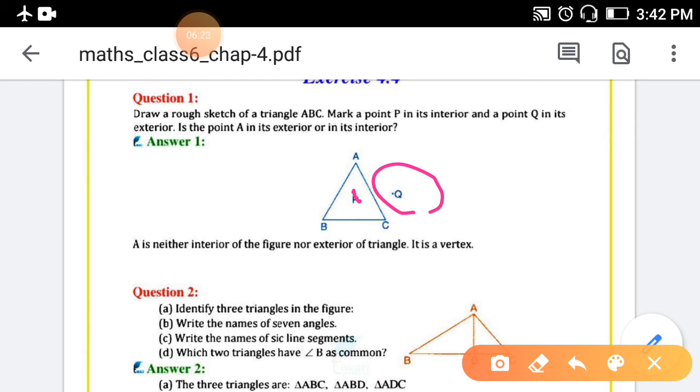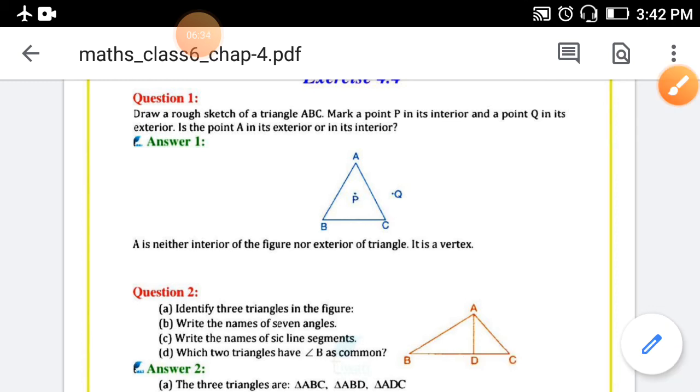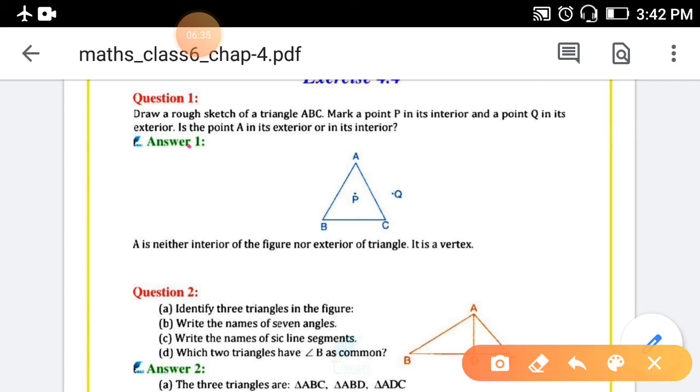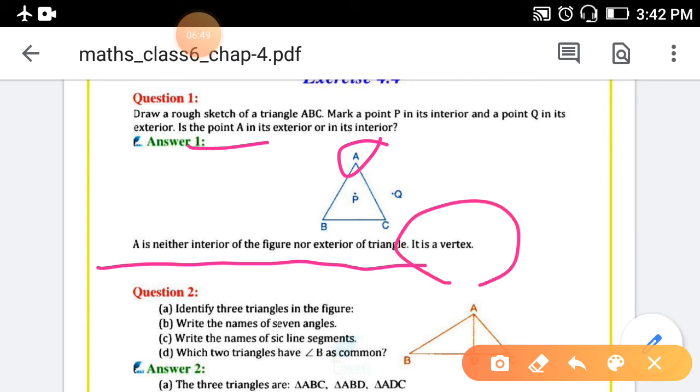And point A, is it in the exterior or interior? So, here you have to say whether point A is in the exterior or in the interior. But here you can see A is neither in the interior of the figure nor the exterior of the figure. It is on a vertex, or we can say it is on the triangle.